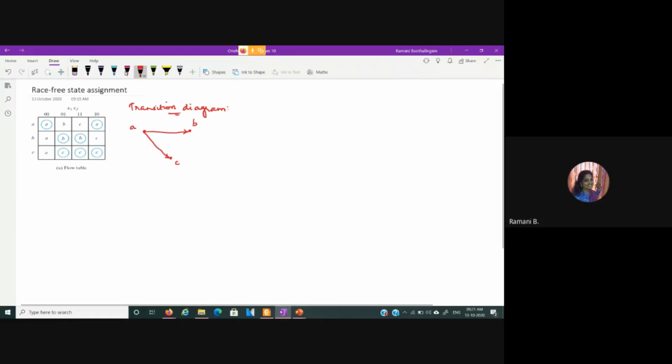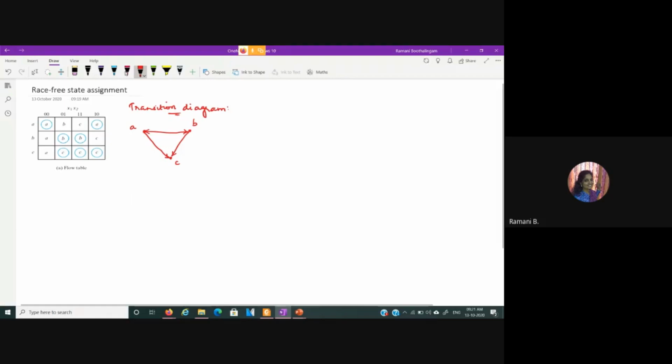Next, checking with state B. For the input condition 0, 0, I am going to state A. So we make this a bidirectional arrow. You are going from A to B as well as B to A. Then for the input conditions 0, 1 and 1, 1, I am remaining in the same state B. So no issue. Then for input condition 1, 0, I am going to state C. So this is given as B to C. The directed arrow implies from which direction I am going to the other state.